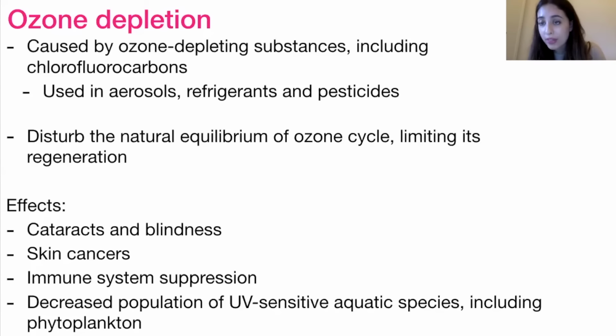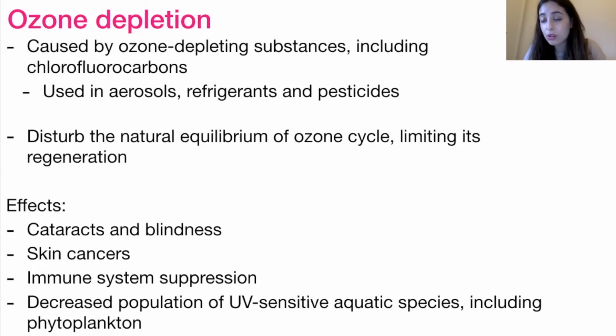And why is this a bad thing? There are a variety of effects due to ozone depletion, all of which are the result of really dangerous high energy ultraviolet radiation hitting us and having access to living systems. So a main one is cataracts and blindness because it damages our retina and the retina of other animals.